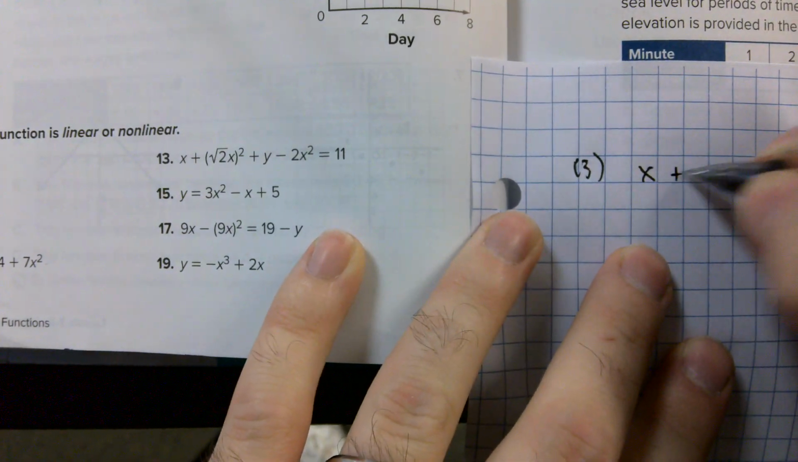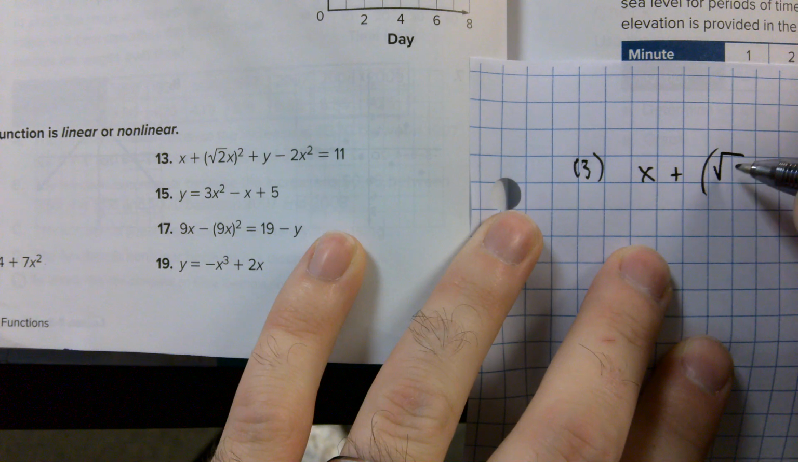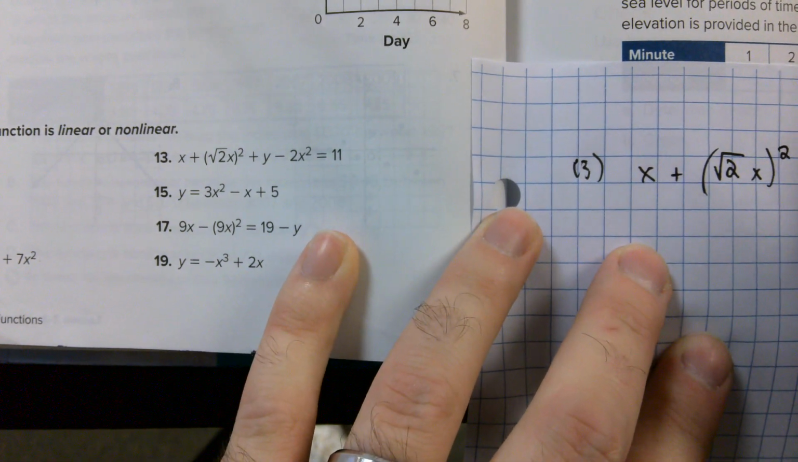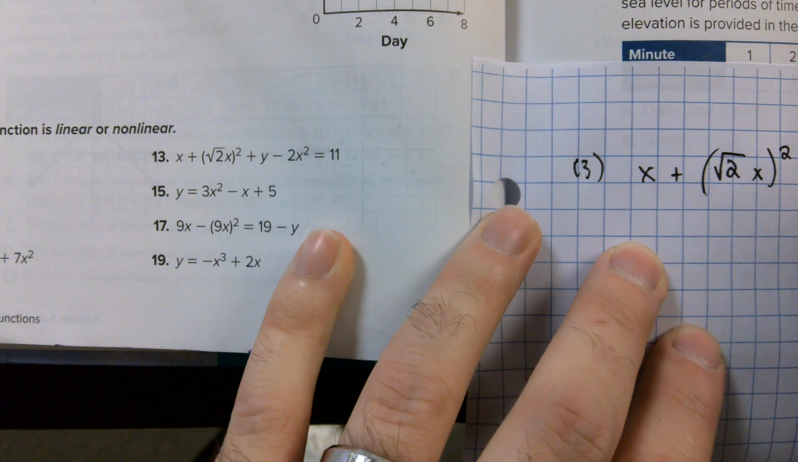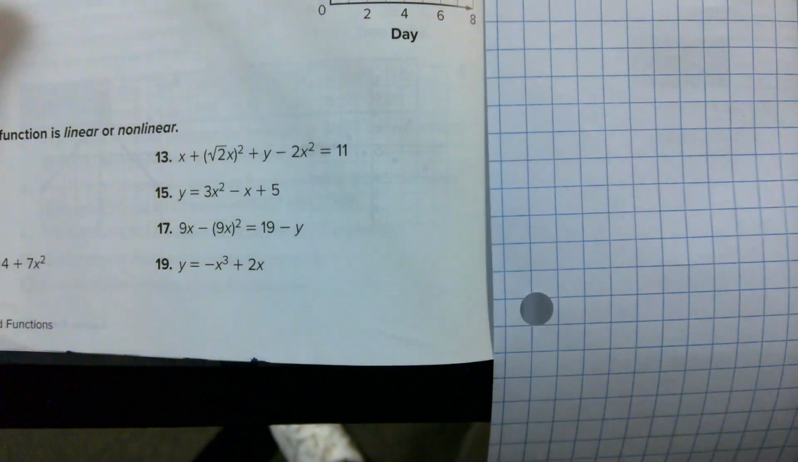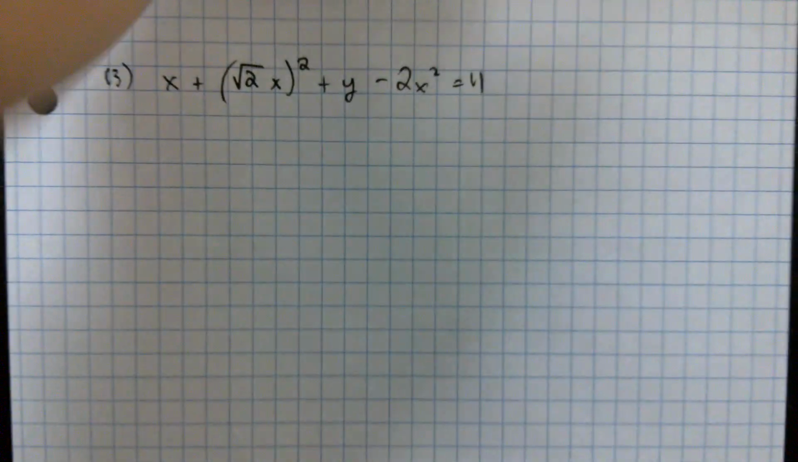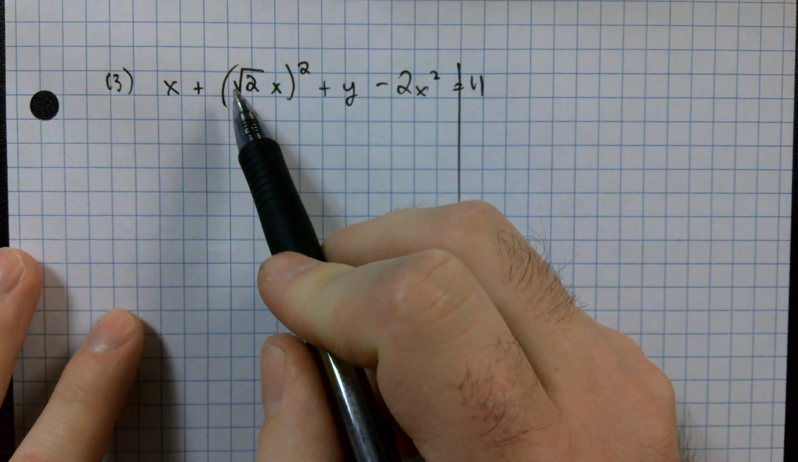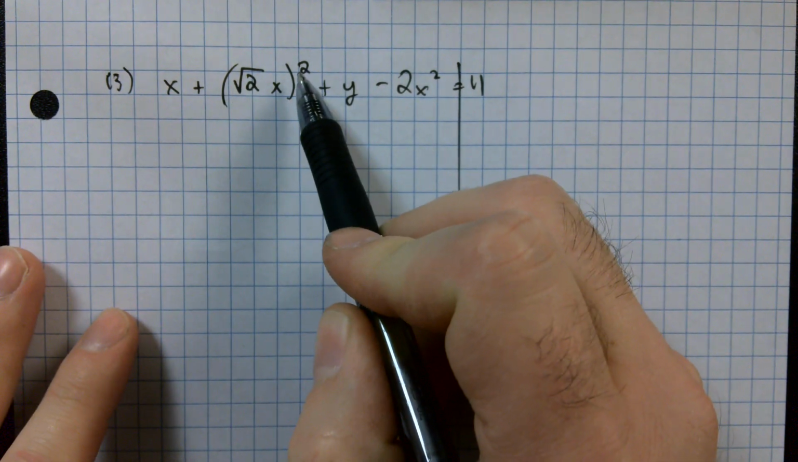Okay, I've got x plus the quantity of root 2 times x squared plus y minus 2x squared equals 11. Now, I'm sure a lot of us looked at that and went, ooh, exponent, nonlinear, right? You don't have to put your thumb up out of embarrassment. I know that you did. Okay, it's okay. All right, root 2x squared.